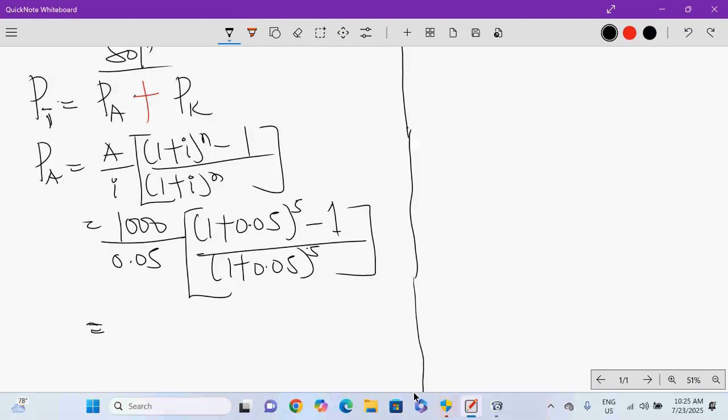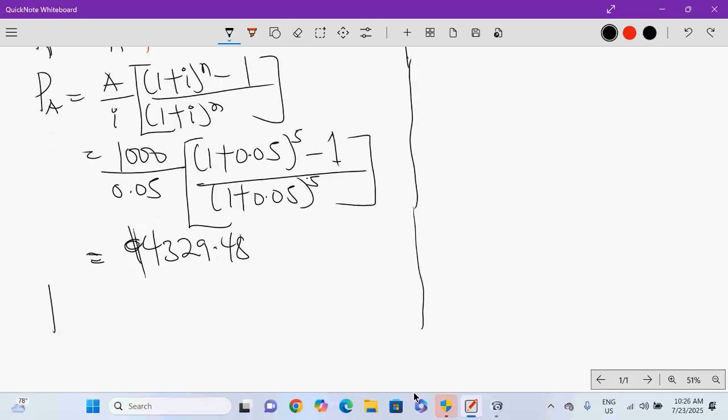All right, then let me. 4,329. What did you get? 4,329. That is 4,329.48. Bring at least two or three decimals. So that is the present value of the annuity.